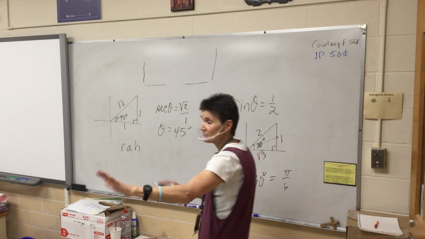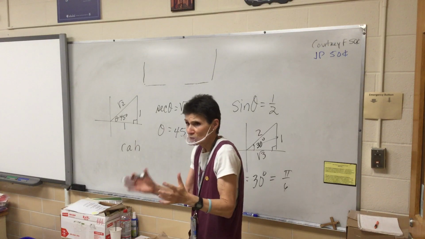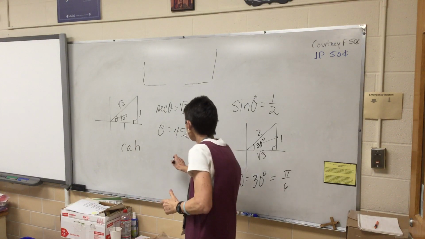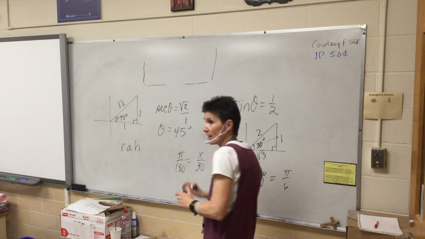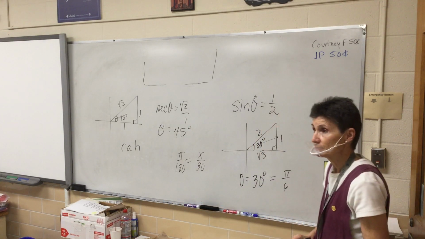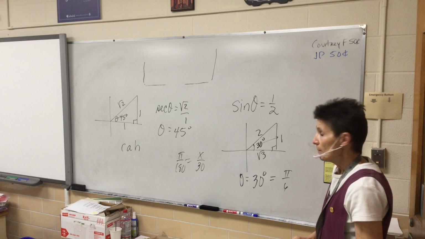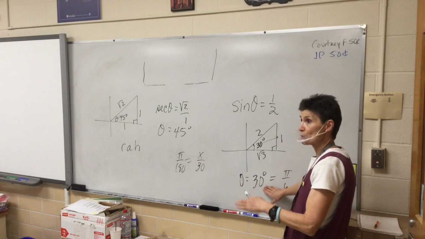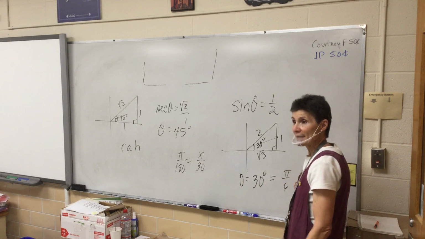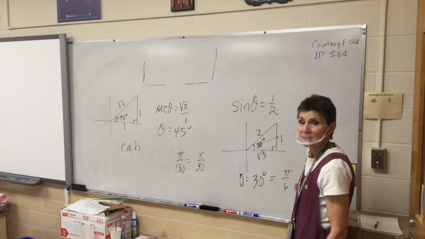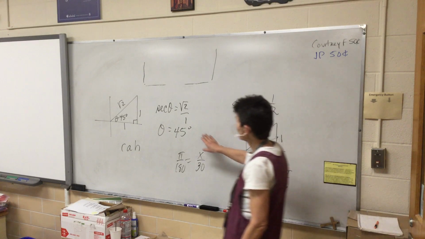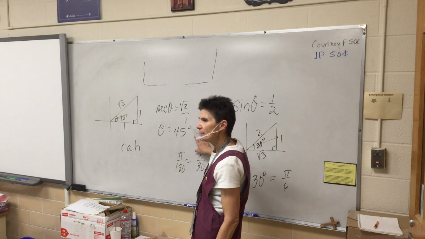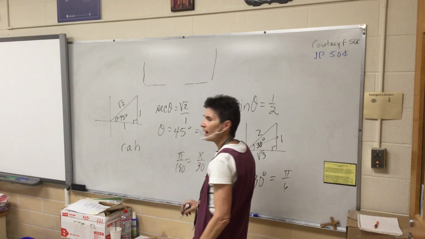But if that's stretching it too much, because we're just learning, pi is to 180 as something is to 30, right? We can always change it that way. But you can also think about it as 30 is a sixth of 180. So it's going to be a sixth of pi. What about 45? Can you think about 45? How many radians is 45?